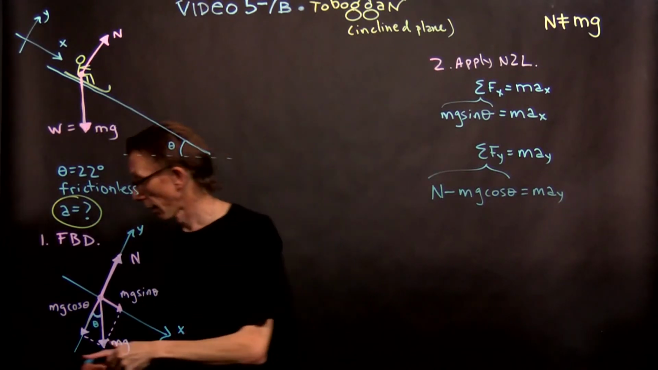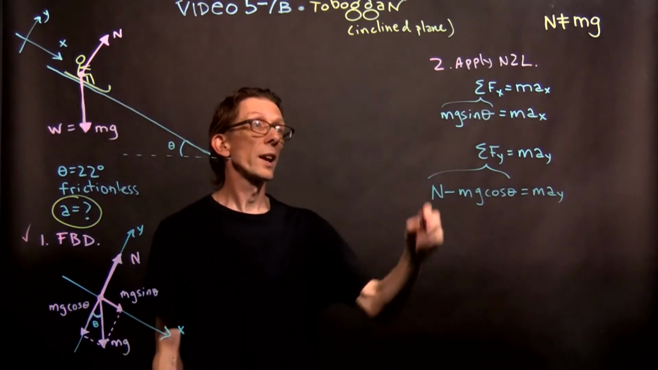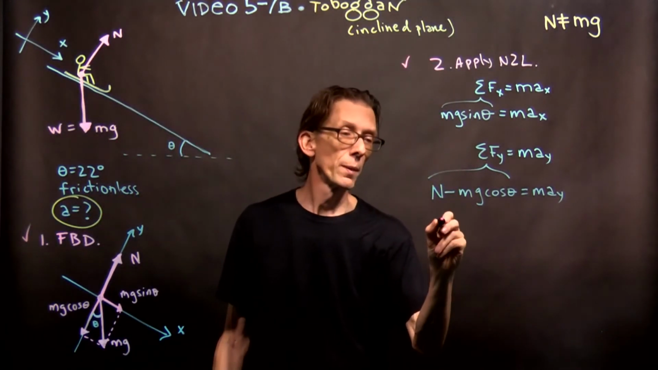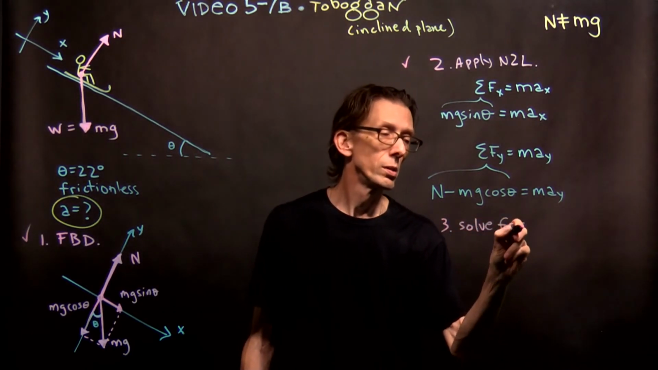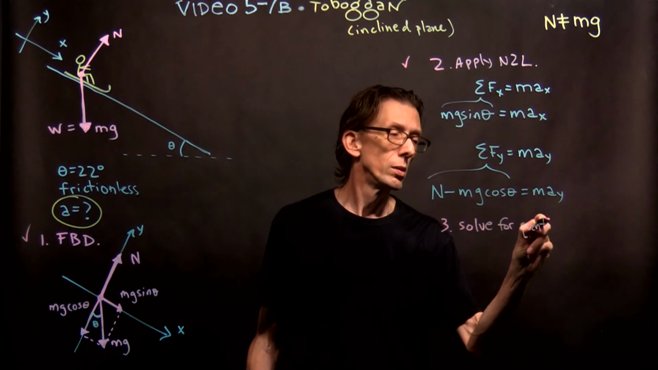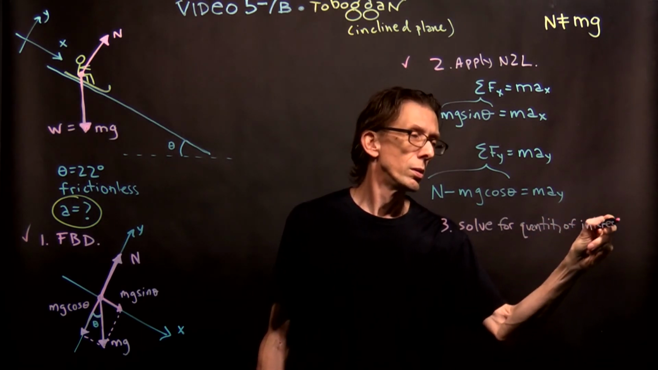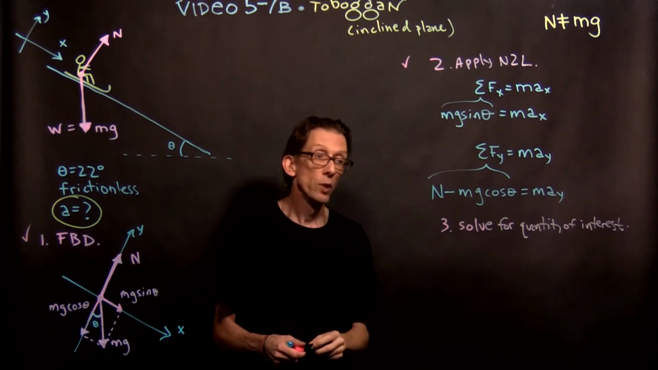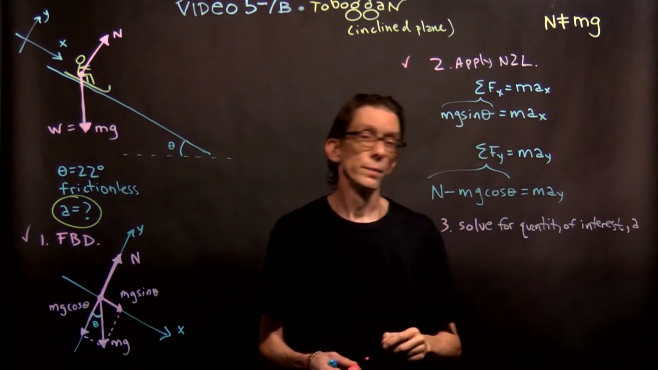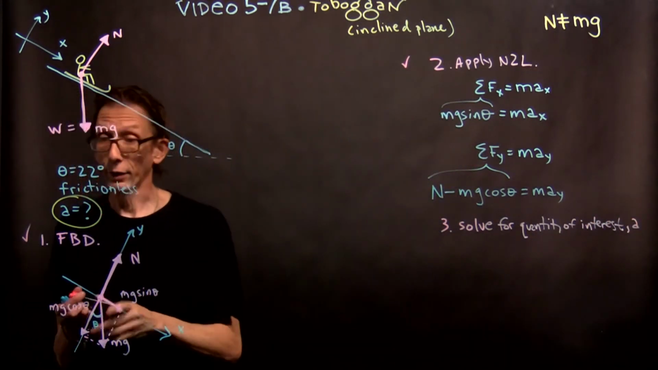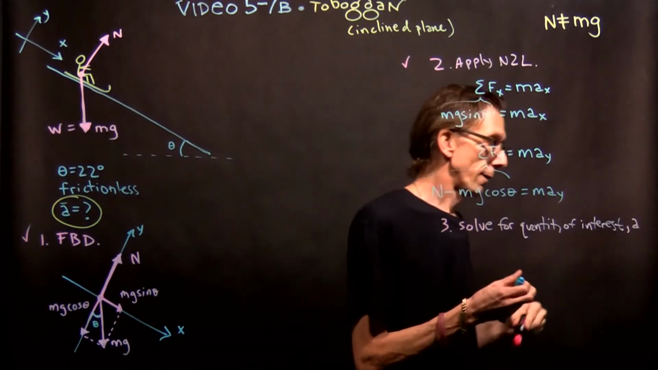So we have now taken the second step in our problem-solving strategy. We drew our free body diagram. Check. We have applied Newton's second law. Check. And the third step is to solve for the quantity of interest, which in this case is A. Actually, I'm looking for a vector. A is a vector, right? So maybe I should put that right there.